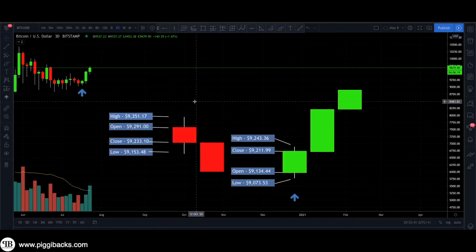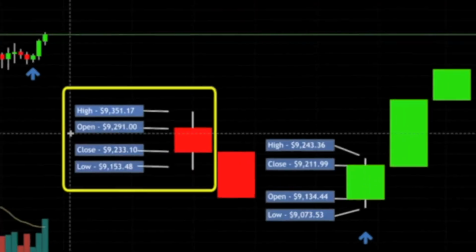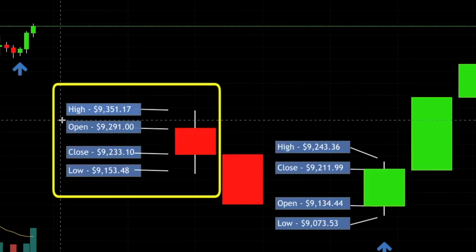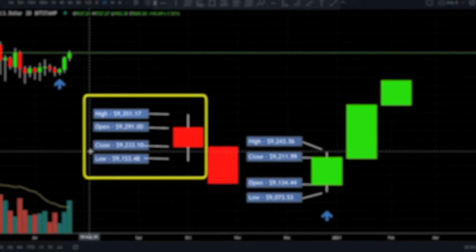Whereas the red candle that we went through the first time had an opening price of $9,291, and it went up to hit a high price of $9,351.17, and then it went down to hit a low price of $9,153.48, and then it went up to close at $9,233.10. Since this candle closed lower than its opening price, it is a red candle, and you would read it from top going down to the bottom.